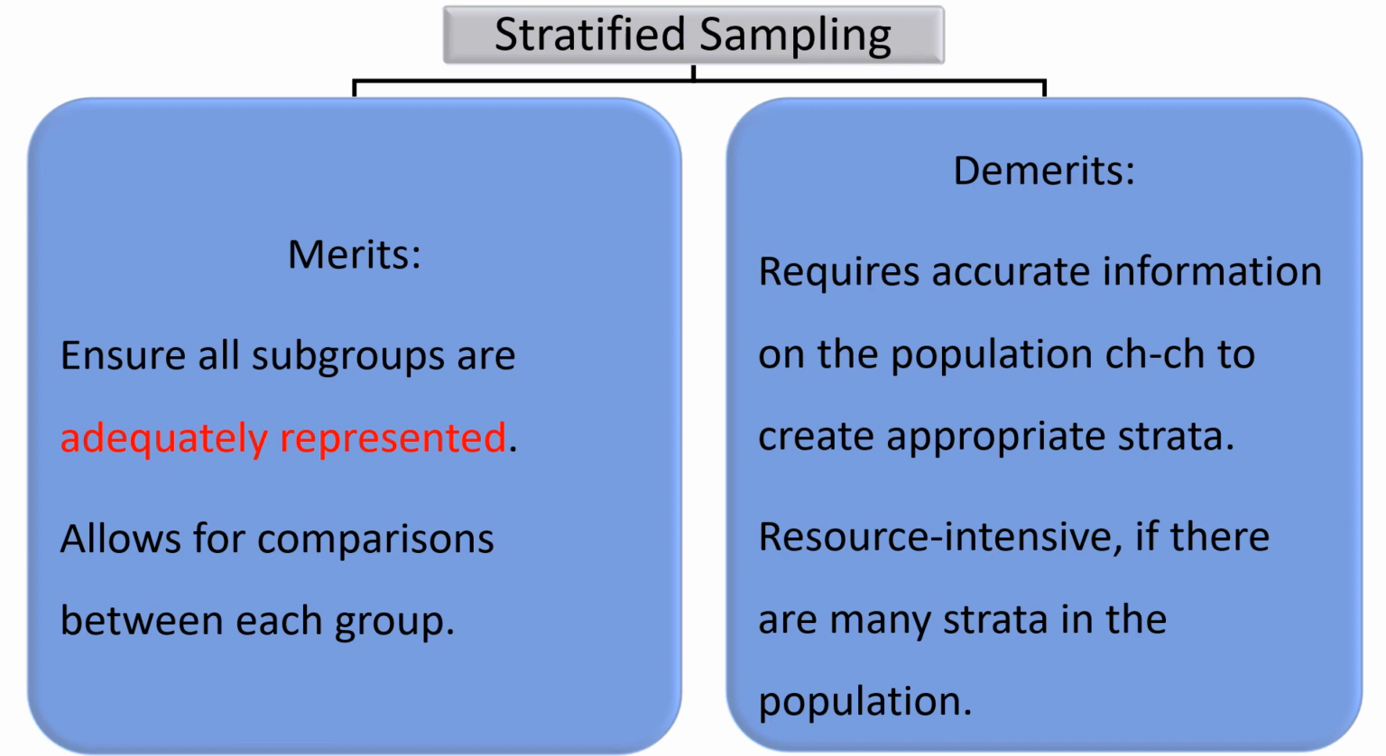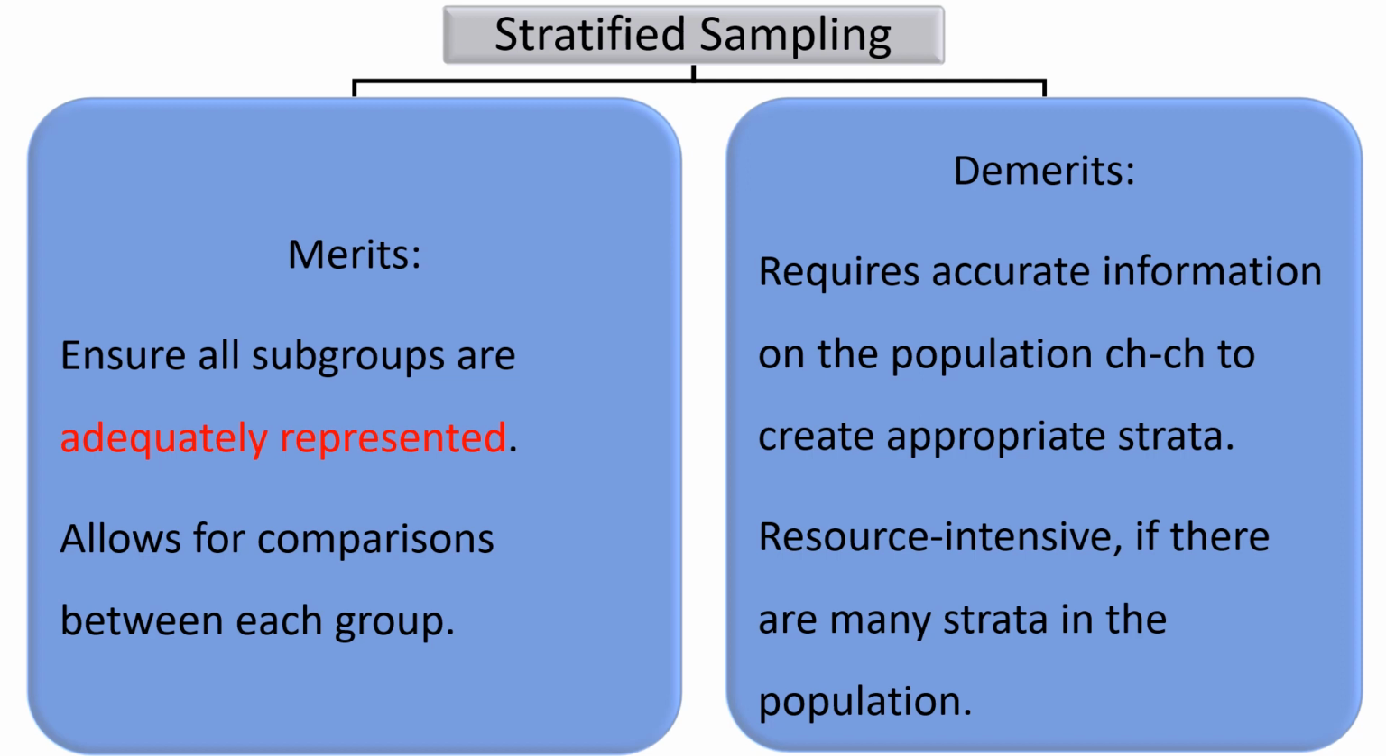Coming to the merits and demerits, starting with the merits: stratified sampling ensures all subgroups are adequately represented, so the subgroups cannot be missed. It also allows for comparison between groups. We can compare male with female, or high income with low income. We can compare different groups in stratified sampling.